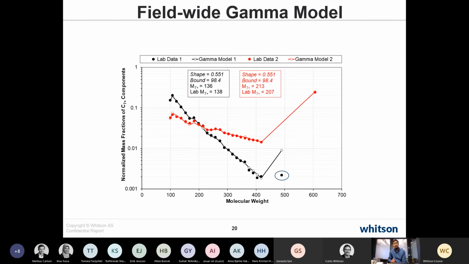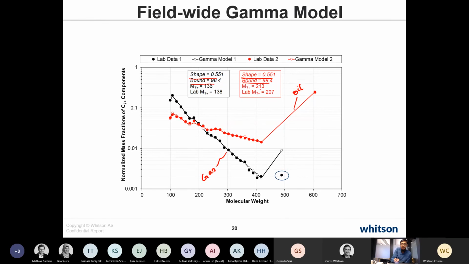Yeah, so this is one example, one of the studies we did. You can see these are the two samples. That's an oil sample. It should have been green, I guess. And this is the gas sample, the gas condensate. You can see that the molar distribution has the same shape factor for the two samples. It has the same bound.